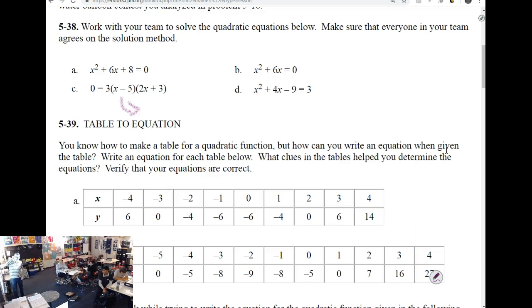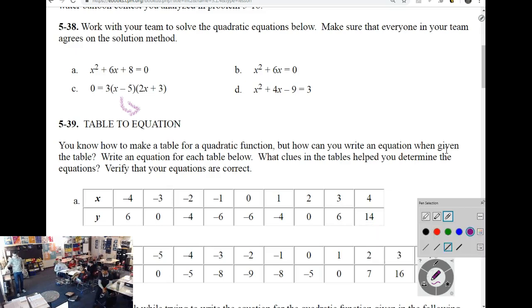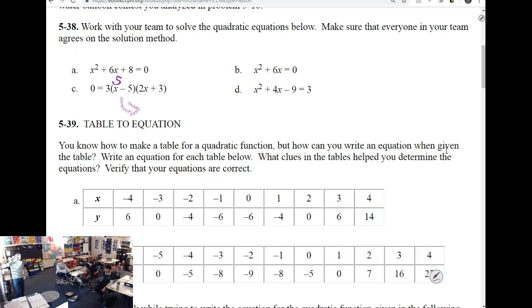If I wanted that to be 0, it'll be 5. But then when you multiply it by 3, the 3 does not matter. Here, what would make that 0? Well, if that equals 0, then x would need to be negative 2/3. Those are my zeros. Just negative 2/3 and 5.